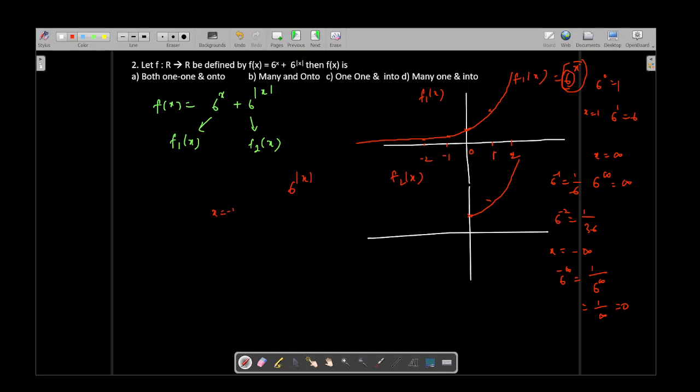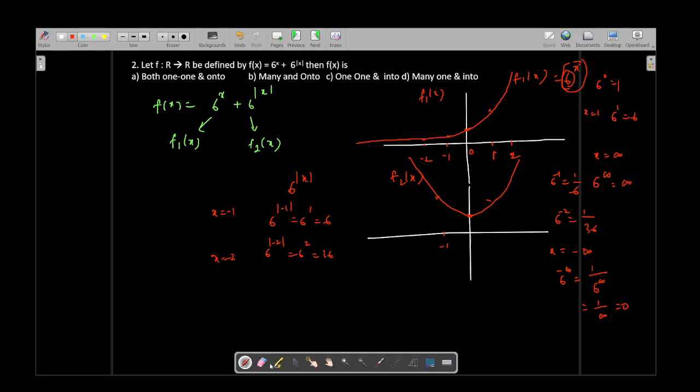If you put x is equal to minus 1, you'll get 6 power mod of minus 1, which is 6 power 1, which is 6. So at minus 1, it goes to 6. And if I put x is equal to minus 2, this will be 6 power mod minus 2, which is 6 square, which is 36. So in the negative x-axis also, it goes to positive infinity like this. So this is my f2 of x.